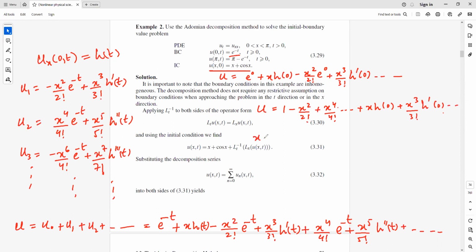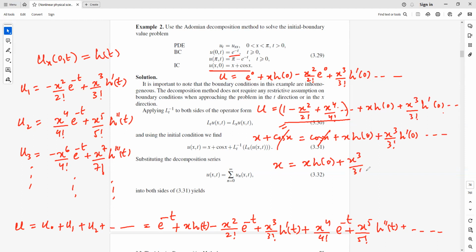Now this is equals to x plus cosine of x, that is equals to this thing. Now this part here, that is 1 minus x squared over 2 factorial plus x power 4 over 4 factorial and so on, this is nothing but cosine x. So it will be cosine x plus x h of 0 plus x cube over 3 factorial h prime of 0 and so on. Therefore, this cos x cancels and x is equals to x h of 0 plus x cube over 3 factorial h prime of 0 and so on.